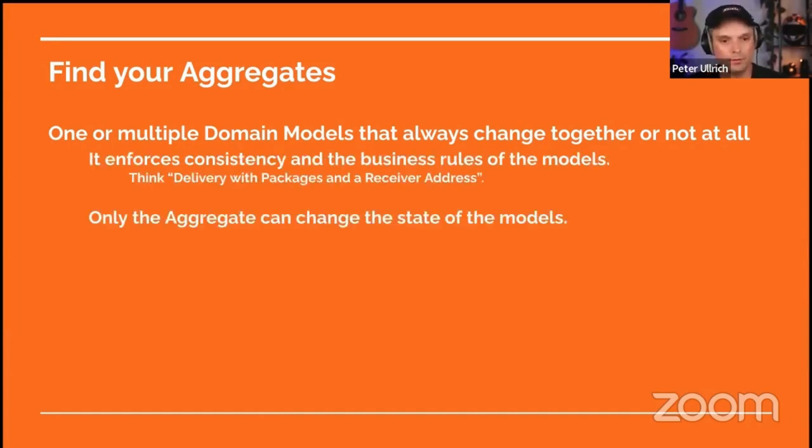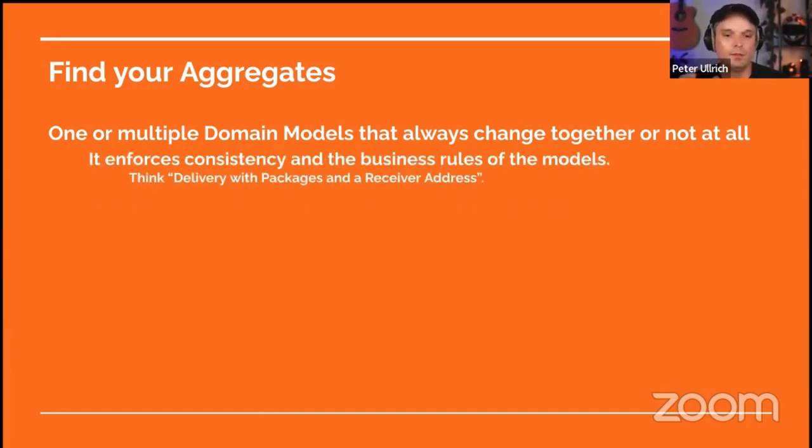Actually, I have one somewhere. Yeah. Think about the delivery that has packages and the receiver address. If you change the receiver address, the delivery and packages also need to change. The delivery needs to be rescheduled for another address, or maybe you can only deliver one package and the other two packages are somewhere completely else. So you always need to make sure that these three domain models change together.